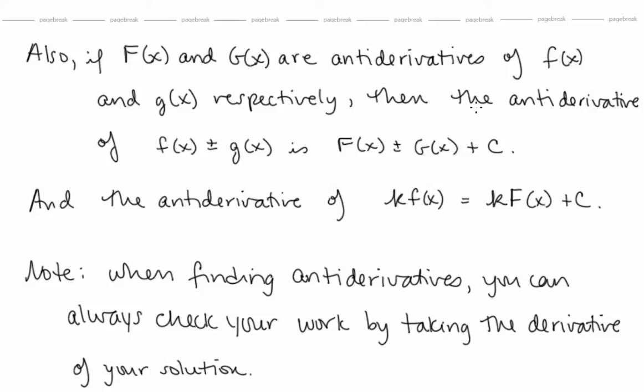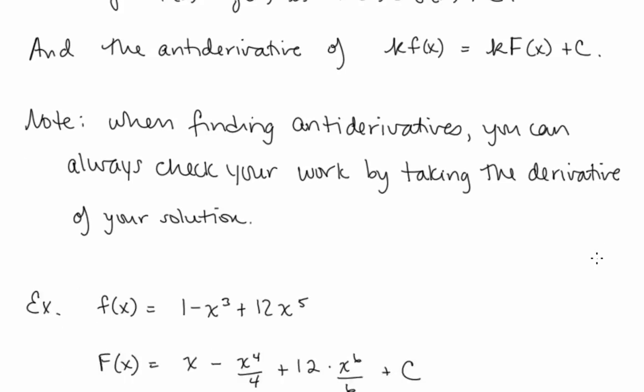Again, here I'm saying the antiderivative, so I'm talking about the general antiderivative, and I want to include here my constant. And we also have that the antiderivative of a constant times f of x is equal to that same constant times capital F of x, plus any constant. And again, keep in mind that when we're finding antiderivatives, we can always check our work by taking the derivative of our solution. So let's take a look at this example.